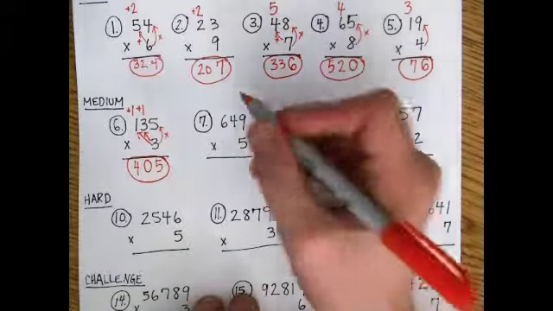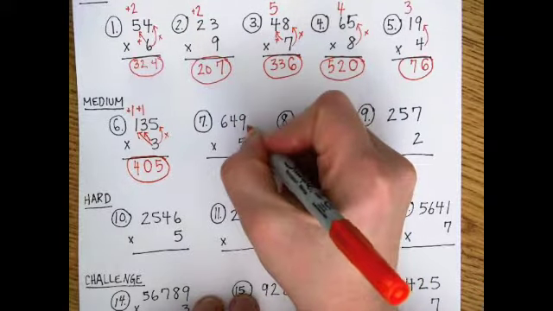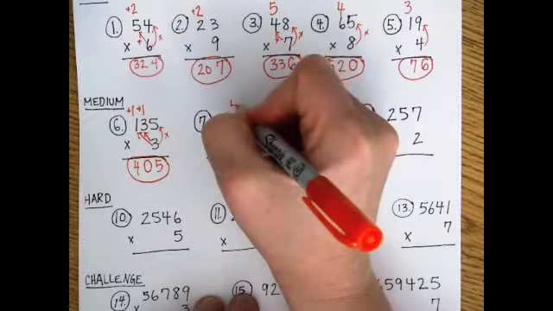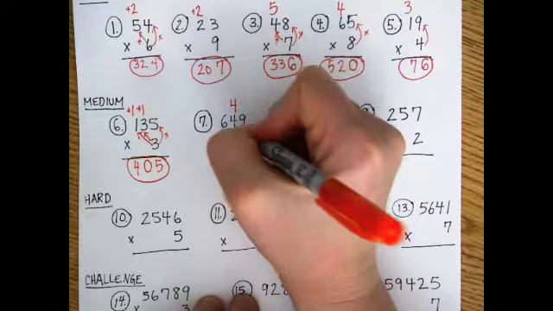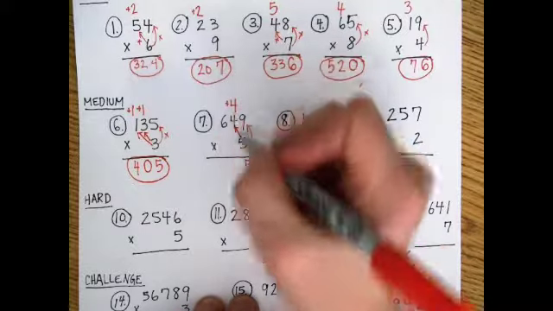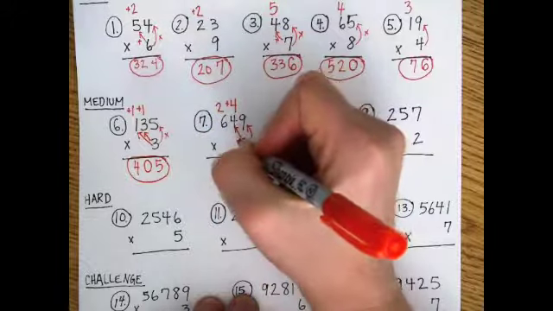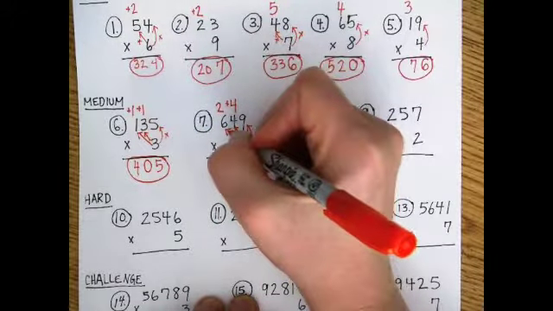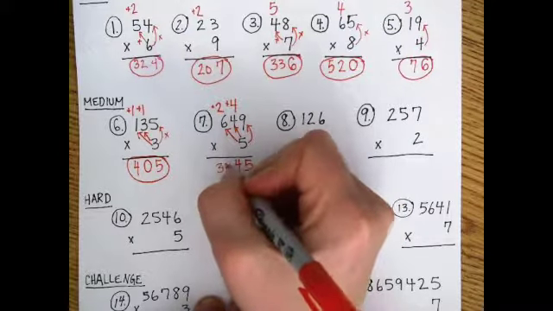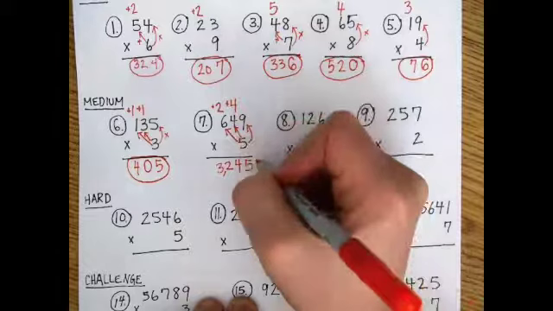Okay, number 7, 649 times 5. 5 times 9 is 45. Put down the 5, carry the 4. 5 times 4 is 20. Plus 4 is 24. Put down the 4, carry the 2. 5 times 6 is 30. Plus 2 is 32. So the answer for this one is 3,245.